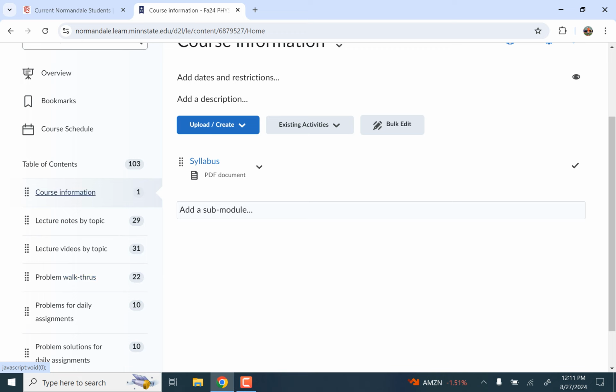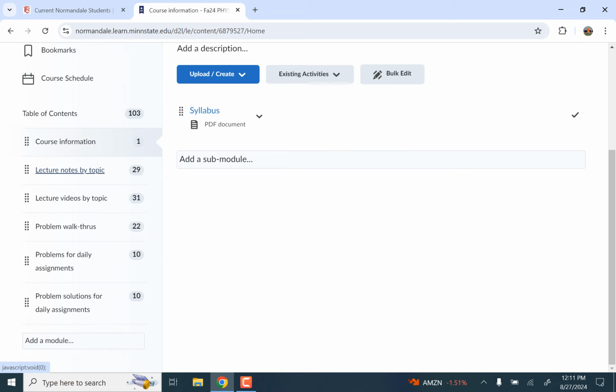And you can see on the left side, there are a whole bunch of different categories. There's course information, that in this class just has the syllabus in it. That's what we're going to spend most of this class on, just going through the structure of the class and the syllabus.